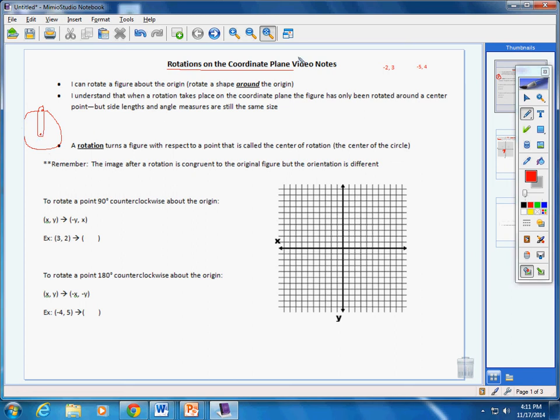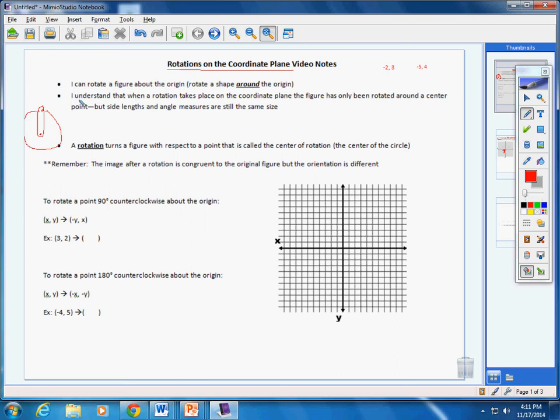Okay? So hopefully by the end of today we're going to be able to say I can rotate a figure about the origin. That means the origin, 0, 0, that point in the middle here. We're going to be able to rotate a shape around that point. That means in a circular motion around this point, we're going to be able to rotate it.